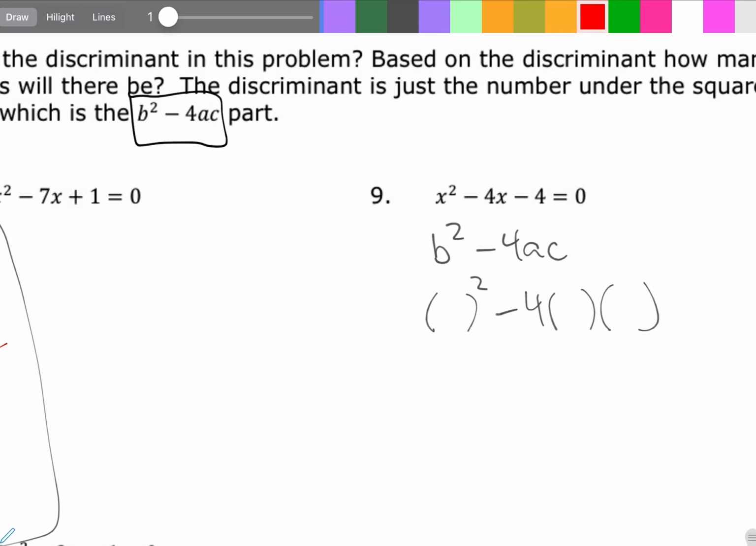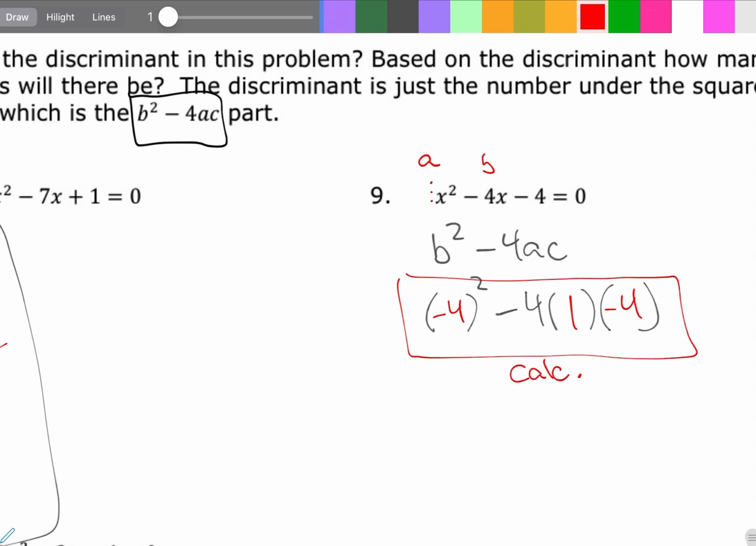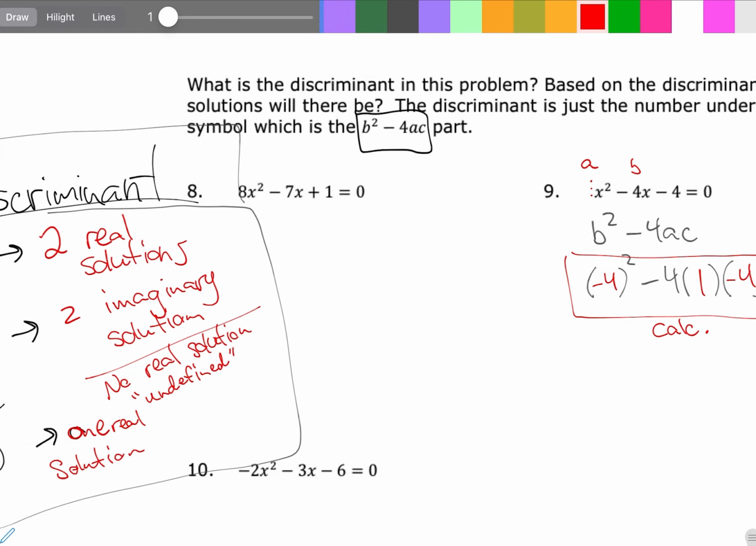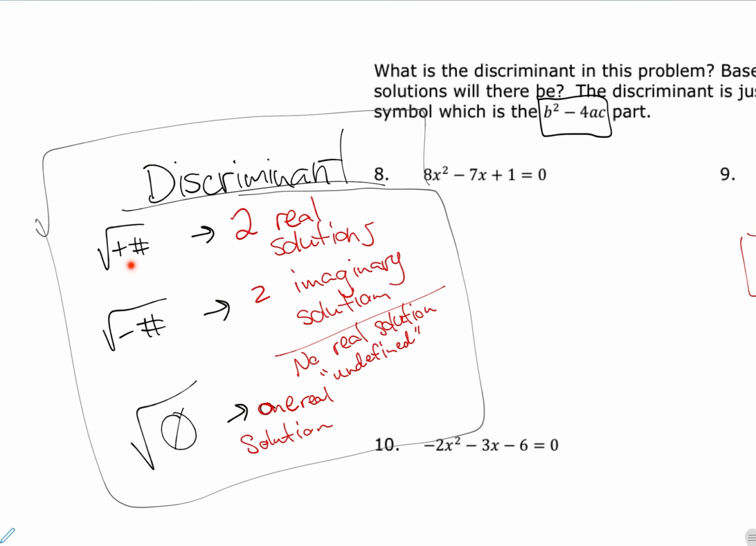because it's set equal to 0, a is 1. It's going to go right there. B is -4. It's going to go right here. And C is -4. It's going to go right there. You type into your calculator to find out what that number is. If you get a positive number, it's 2 real solutions. If you get a negative number, it's 2 imaginary solutions. If you get 0, it's 1 real solution.